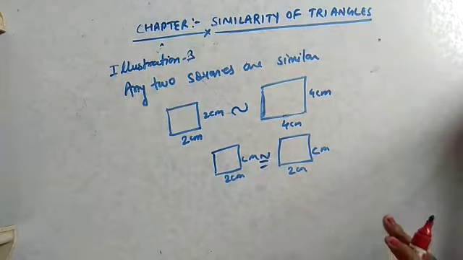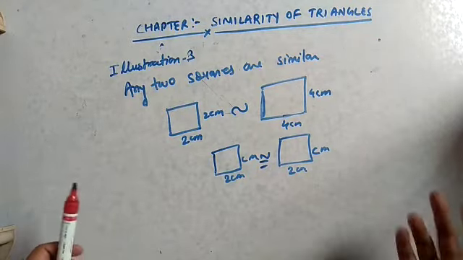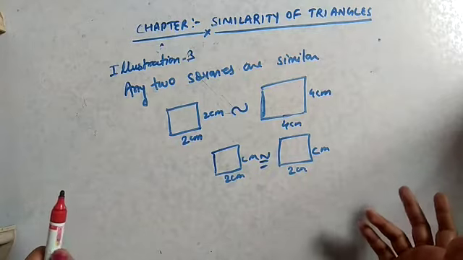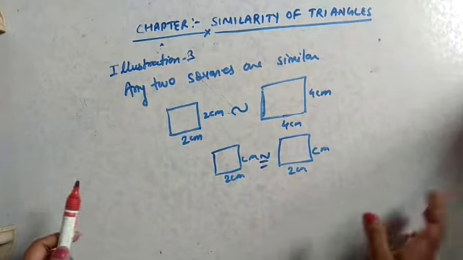So in this way, you can say that whenever two closed figures are looking like each other, they have the same shape, then they are similar, but they are not always congruent.